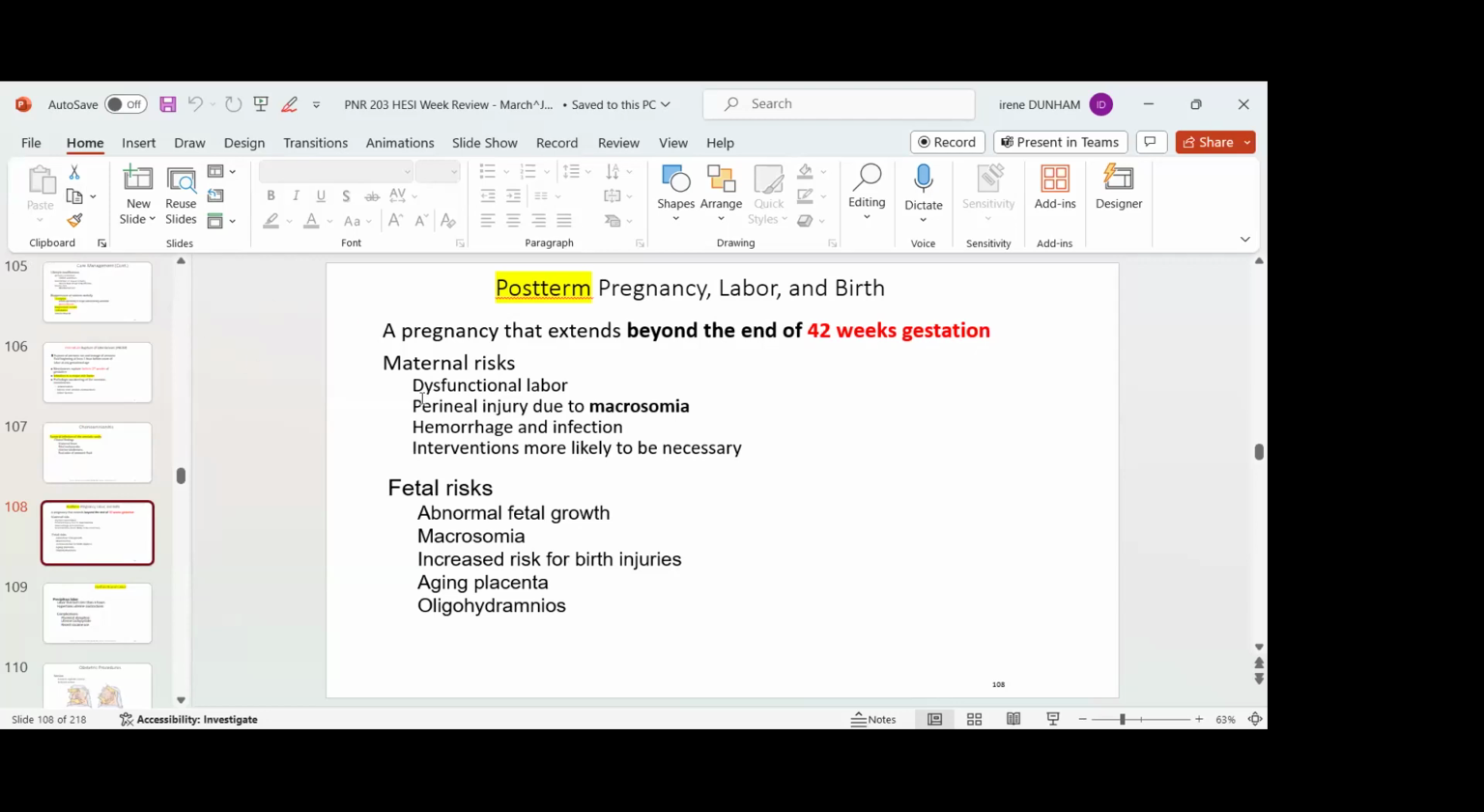Now, mom can have a dysfunctional labor. You may have to do an induction of labor. You have to give Pitocin. She could have an injury due to macrosomia, which is a big baby. She could hemorrhage or get an infection. All right, it's not a good thing.